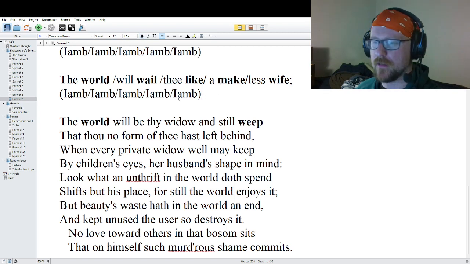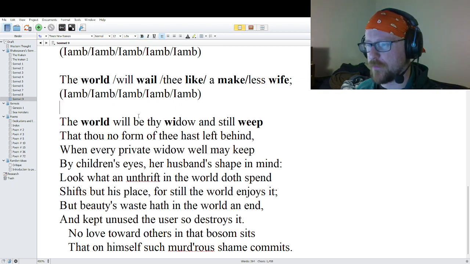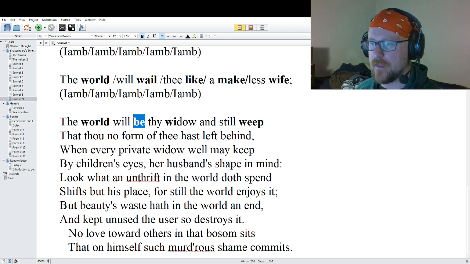That's a verb. Okay, now let's look at it here. We've got one multi-syllable word, so it's the wid in widow. Widow, right? Okay, do we have any promotions? Well, we've got "will be thy," okay? So we've got the be, and then we've got the do and still, so the end, right? Some people might highlight this and make this a double ionic.